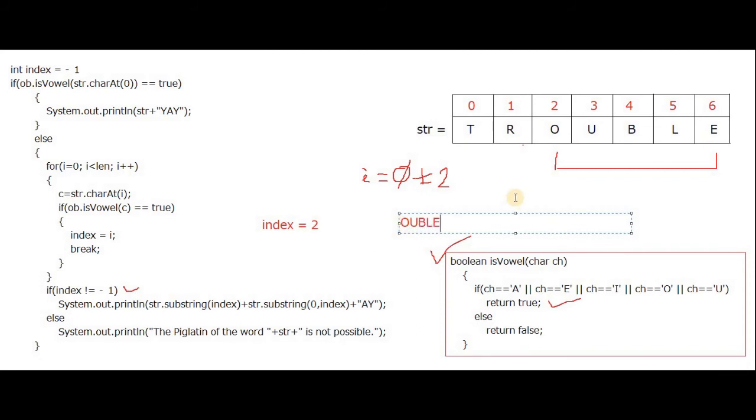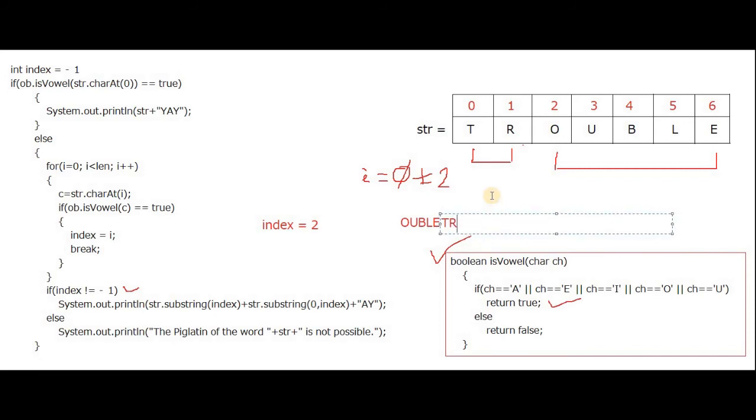So this is the first part. Now the second part is plus, which means concatenating. Again str.substring of 0 comma index. 0 comma index means from the 0 index till the index position. Index is 2, so before 2 means position 1. So 0 to 1 it will extract. What is the value? The value is T and R. So with OUBLE, T and R are concatenated, simply joining these two parts.